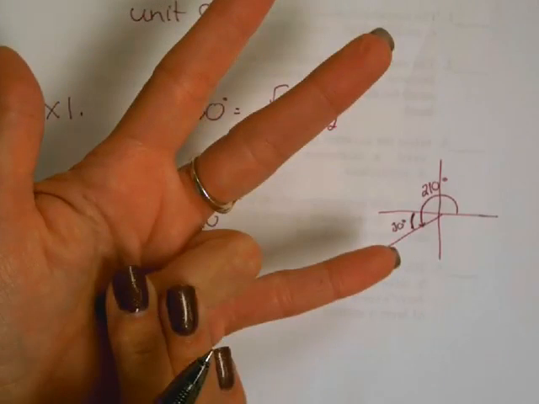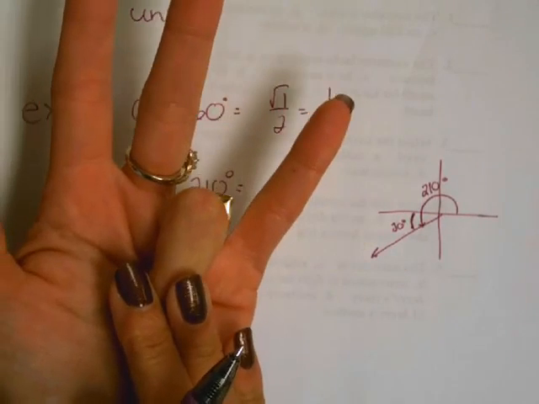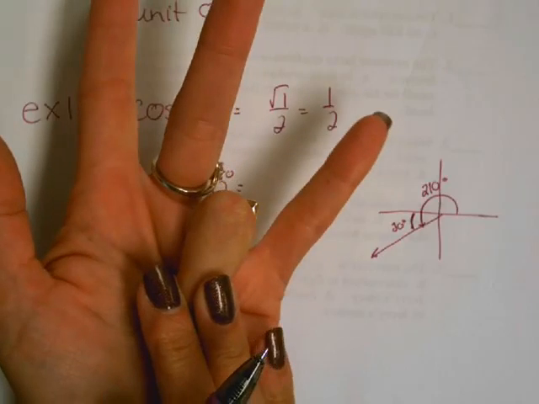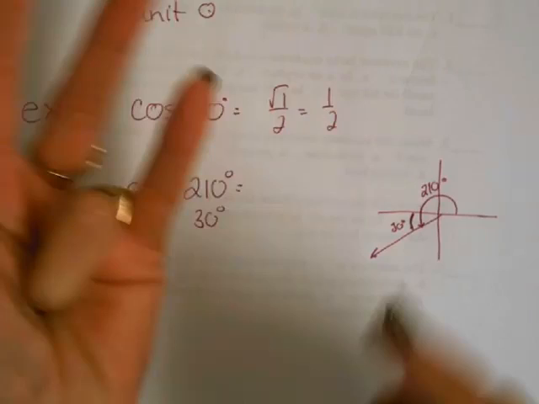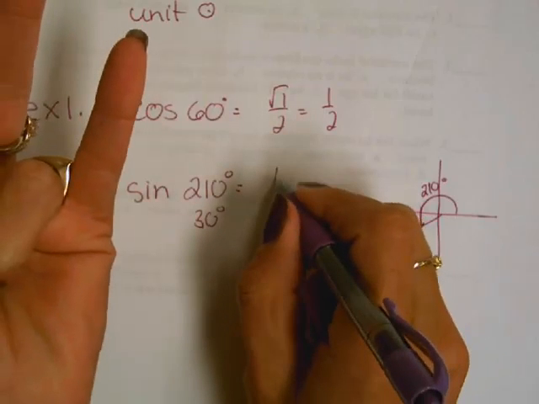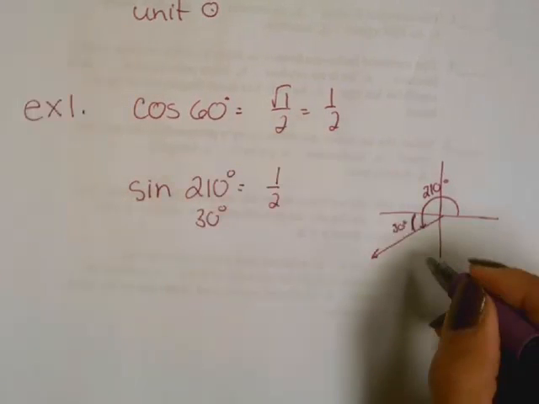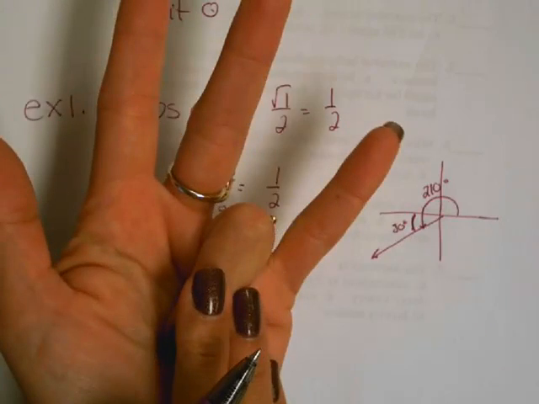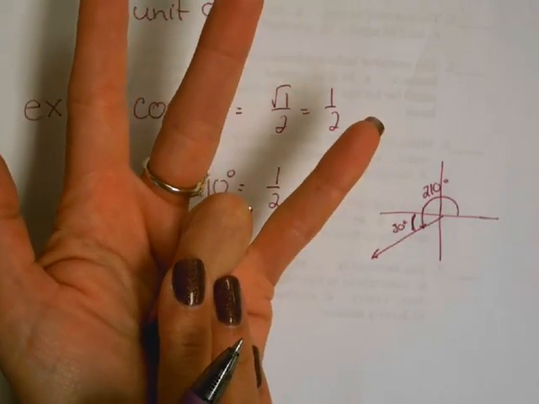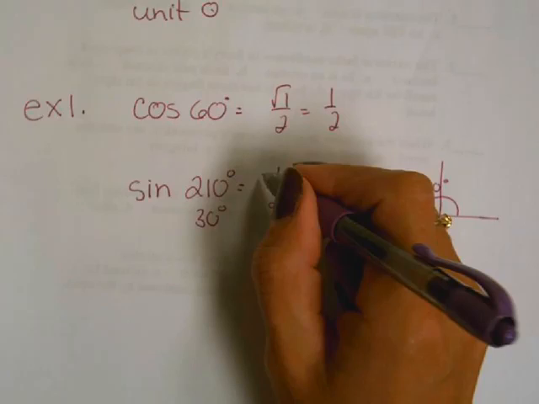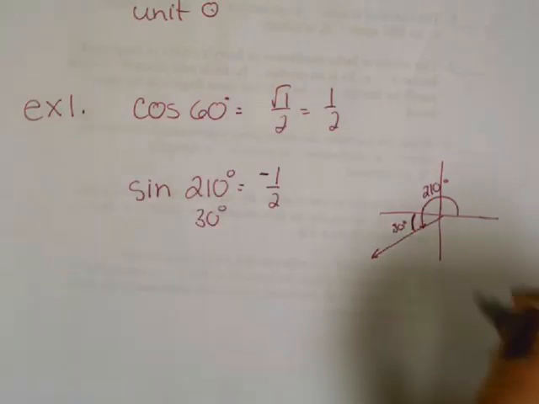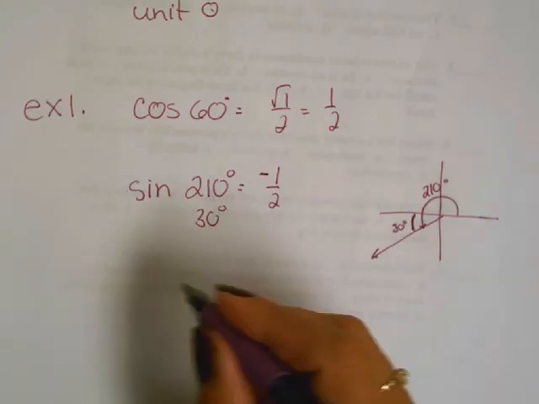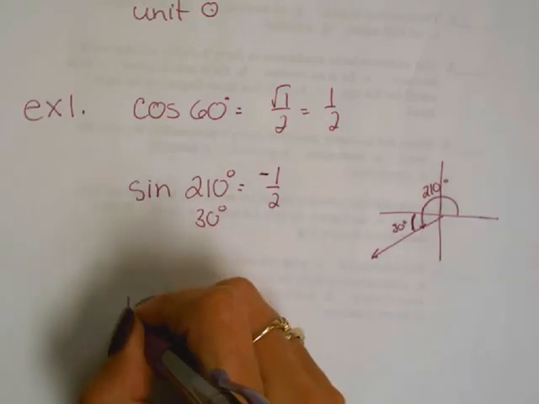So 30, sine is, which one of these sets of fingers gives me sine? The 1. So it's square root of 1 over 2, which is a half. But now look at the quadrant. Should my y value, because sine is the y, should that be positive or negative? Negative. Let's do one more of those and then I'm going to cut you free. Let's go tangent.